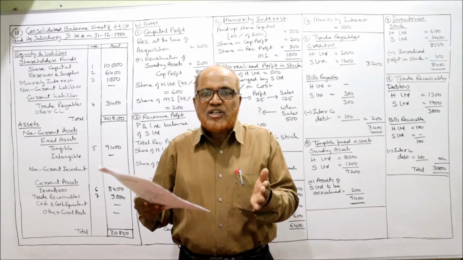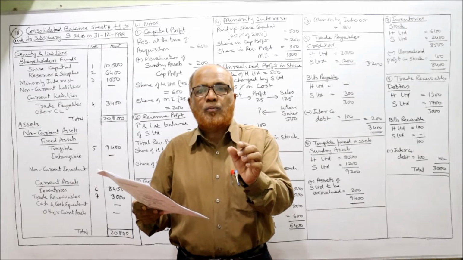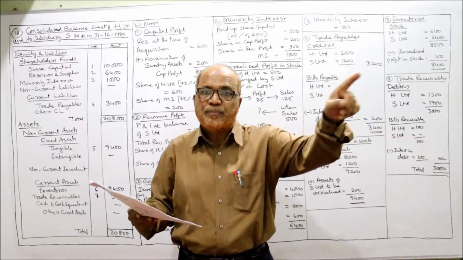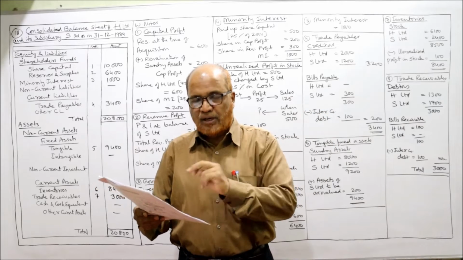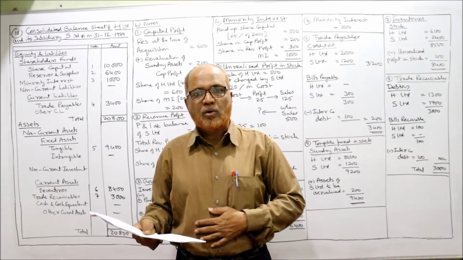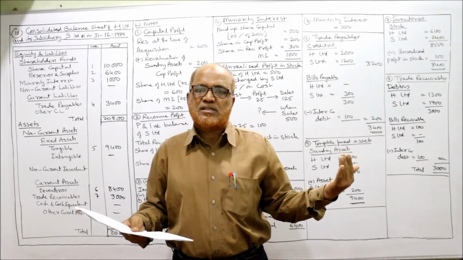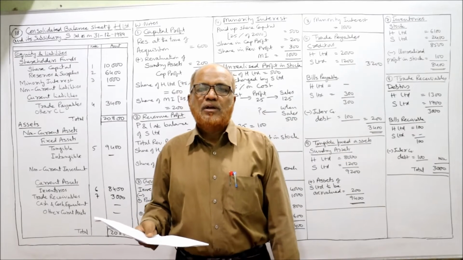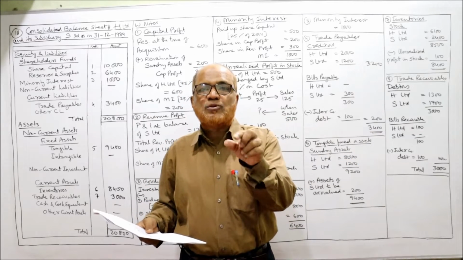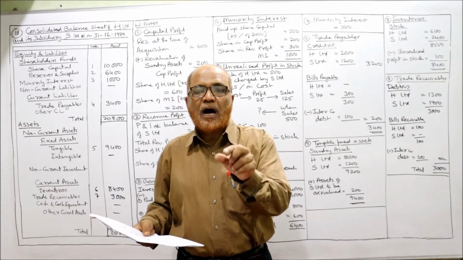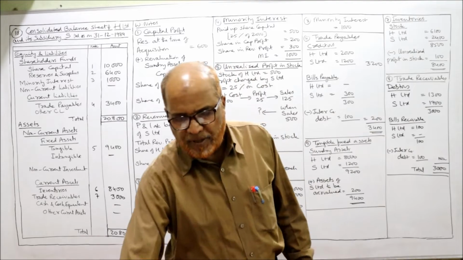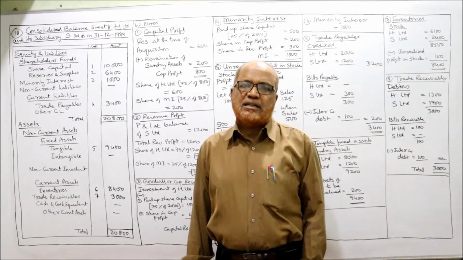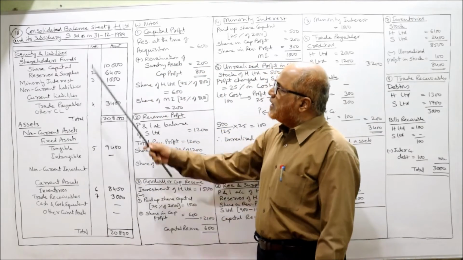The stock of H Limited is having 500 rupees worth of stock which is purchased from S Limited, and S Limited has earned a profit of 25% on cost. This point we have already discussed in the last 2-3 problems. So we have to find out the unrealized profit in stock. Unrealized profit in stock we have to calculate in working notes. That's all. So this is the last problem, the 18th one. Now see the solution carefully.